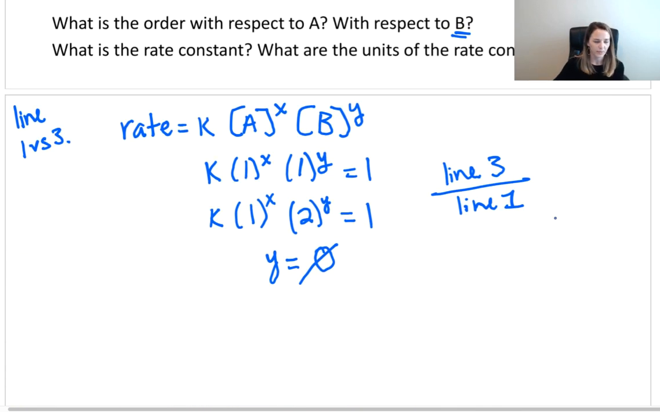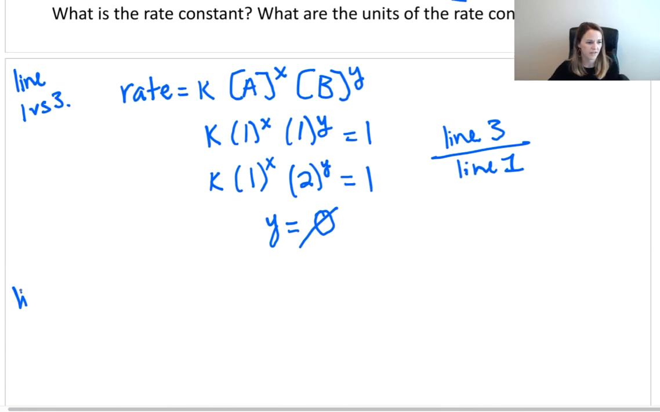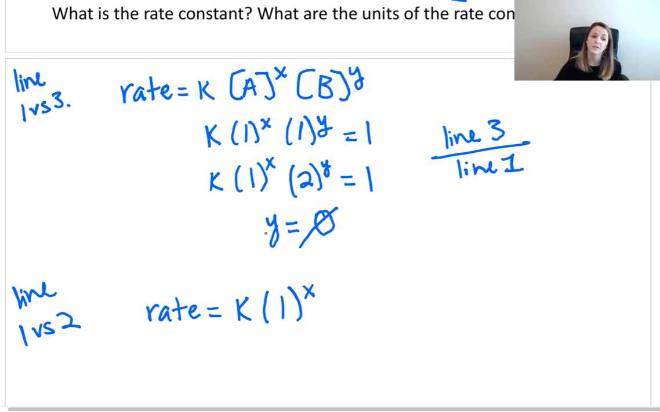Okay, so we're going to come down here, plugging those values in. This time we're comparing line 1 versus line 2. So we have rate is equal to k, which is not going to change, multiplied times our 1 times x. Again, since we saw that our order for B is 0, we don't have to include it anymore. It's gone. Doesn't affect the rate. Get rid of it. Only messes with our math. And we're going to set that equal to 1. Now again, for our second part, we're going to set line 2 divided by line 1, and that's how we're going to come up with these numbers.